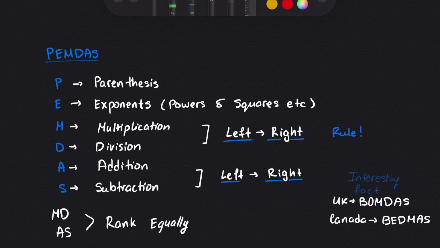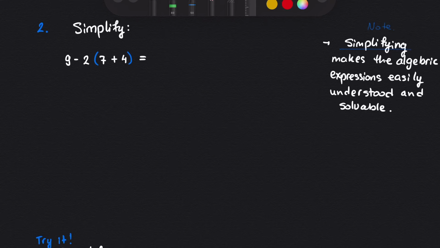So let's do some examples. Example number 2. Simplify this expression. 9 minus 2 multiplied by (7 plus 4). So our first step is going to be 7 plus 4 because it's in the parentheses. 7 plus 4 is 11. Write everything else as it is. 9 minus 2 multiplied by 11. Our second step would be 2 multiplied by 11 because it's a multiplication. So 9 minus 22 equals negative 13. So that is our answer.